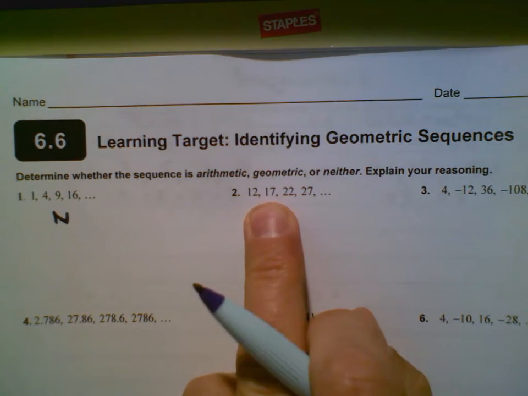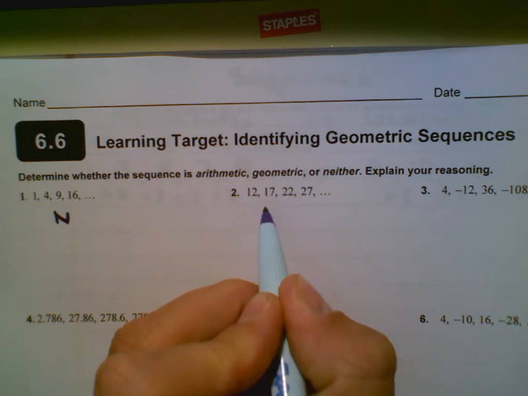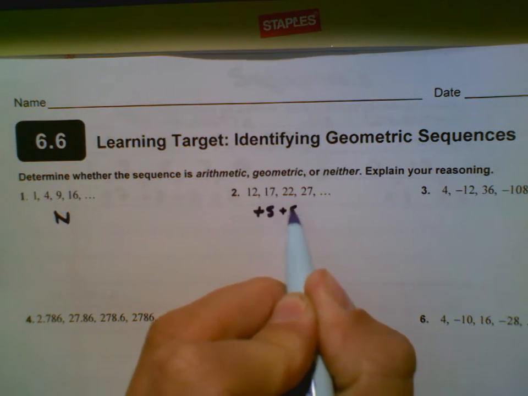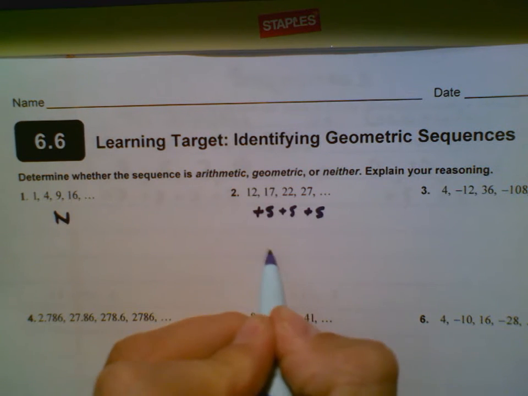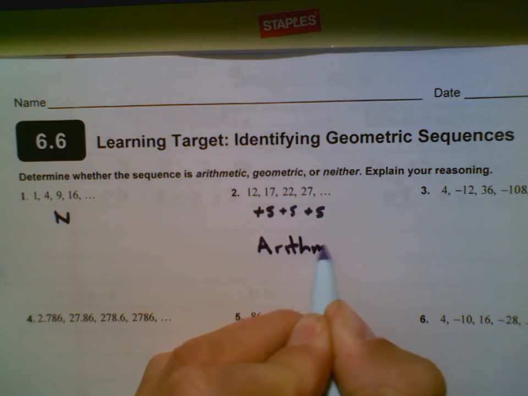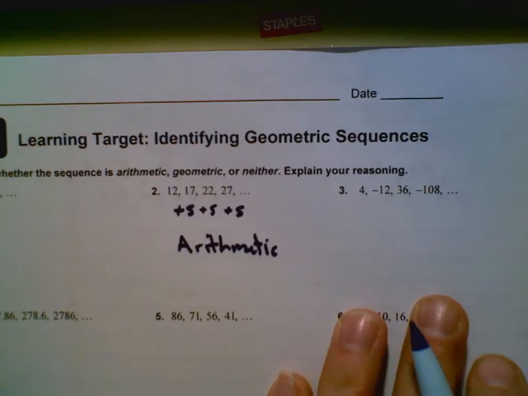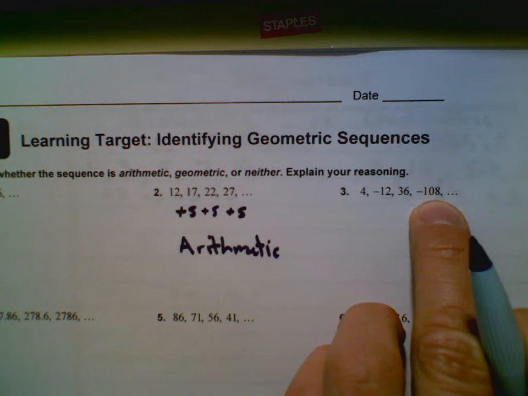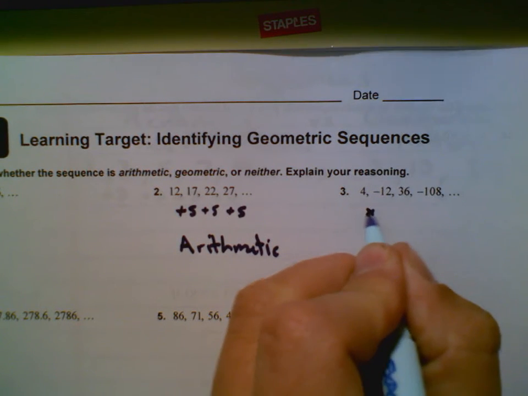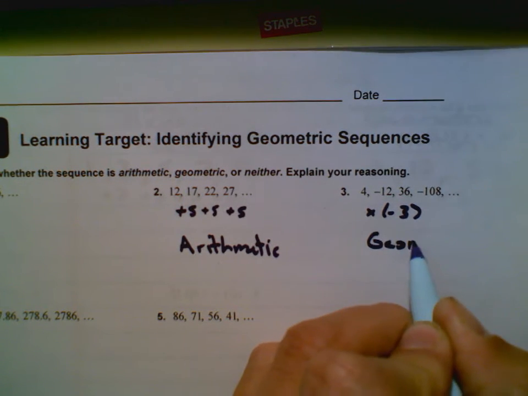If I look at number 2, it goes 12, 17, 22, 27. So I can see that it's going up 5 every single time. So it's adding, so it's going to be arithmetic. And then number 3 here, if we do one more example, I have 4, negative 12, 36, and negative 108. I notice that that is multiplying by negative 3 every time, so this would be geometric.